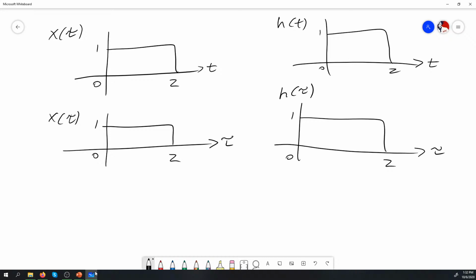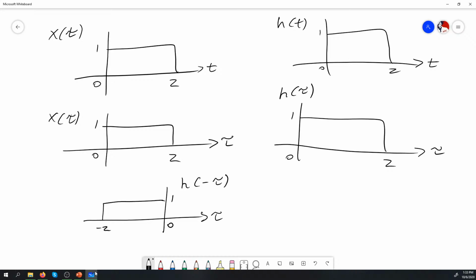But remember, we need to get h of t minus tau. Because we have h of tau there, we then obtain our h of minus tau signal if we flip the entire signal. So this now becomes 1, 0, and this here becomes negative 2. So this will be h of minus tau.